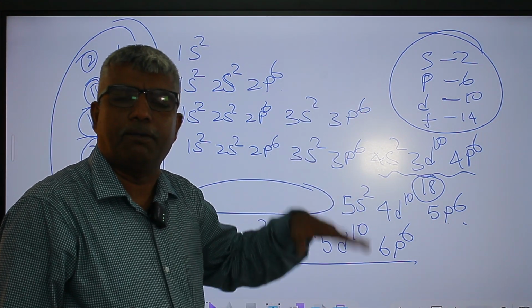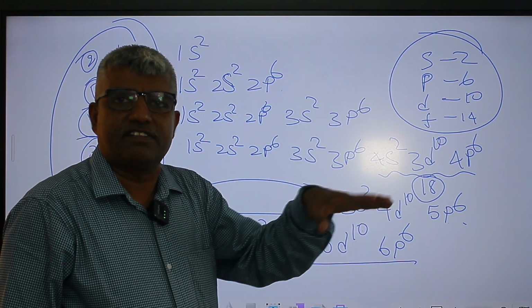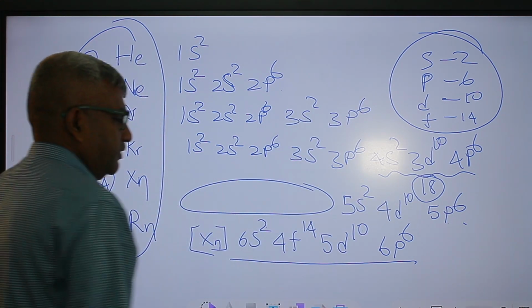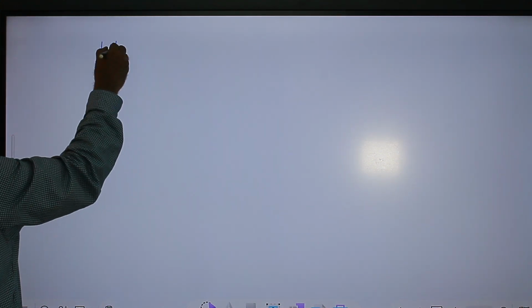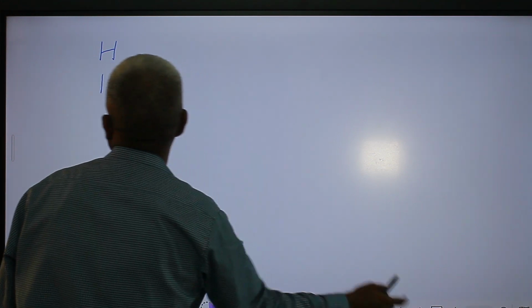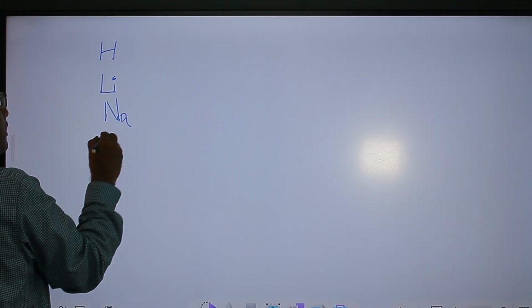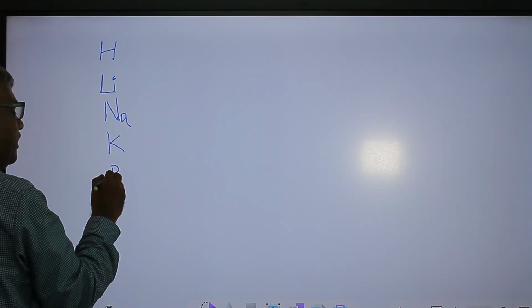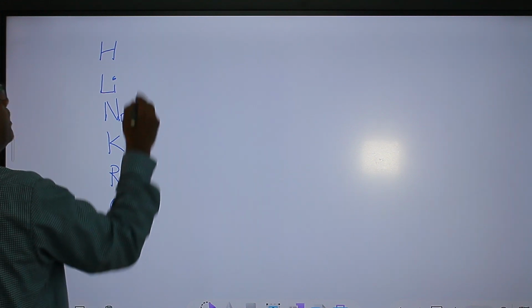Hydrogen, lithium, sodium, potassium, rubidium, cesium, francium. Beryllium, magnesium, calcium, strontium, barium, radium. Now, the zero group electronic configuration we did. Now, 1A. After hydrogen what? Lithium, then sodium, then potassium, then rubidium, then cesium, then francium.